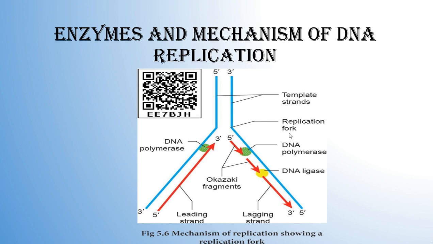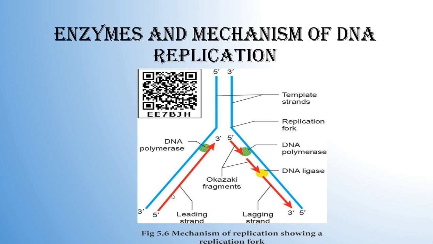It's called replication fork. The various enzymes, DNA polymerase, DNA ligase, DNA gyrase also we can use, polymerase 1, 2, 3 and topoisomerase are the enzymes involved in this replication.